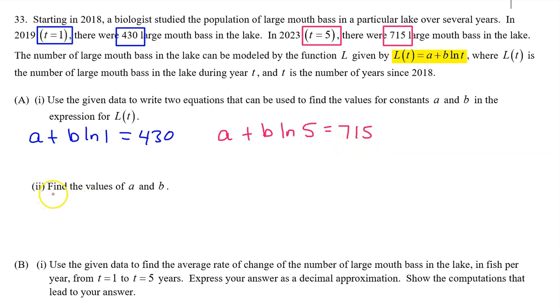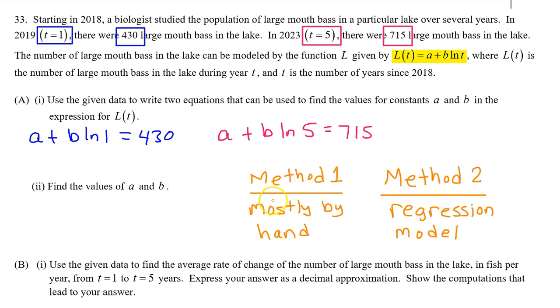A. Part 2. Find the values of a and b. There are 2 ways to find the values of a and b. Method 1 is to do it mostly by hand, and then method 2 is to use your graphing calculator to find a regression model. Method 2 only works if the model they gave you is exactly a plus b natural log t. We were lucky this time, and method 2 would work, and it would be very fast.